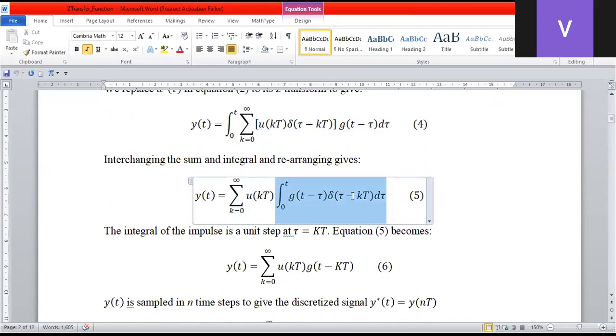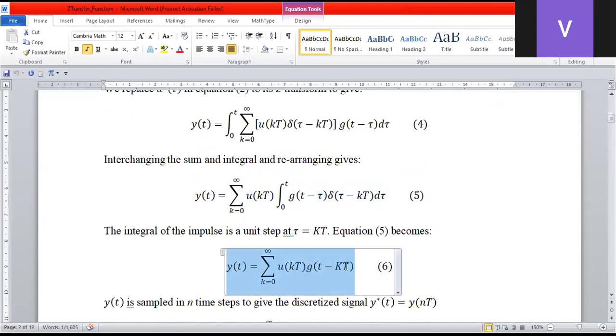Then the integration. We want to do this integration, but the integration of an impulse function is a unit step. So this impulse is going to cancel out, and tau at tau equal to kT, so the tau will become kT. So we arrive at this equation 6.